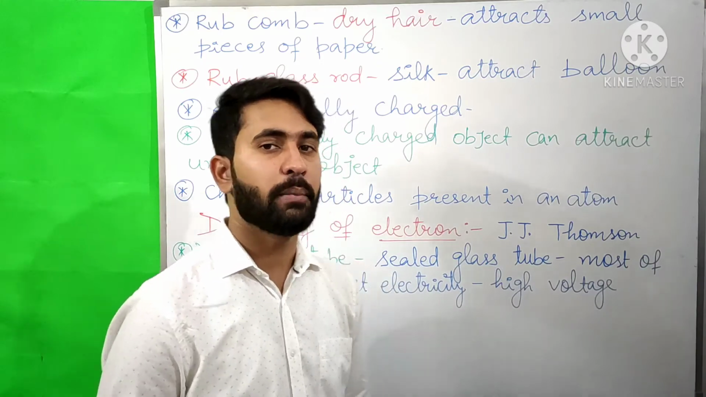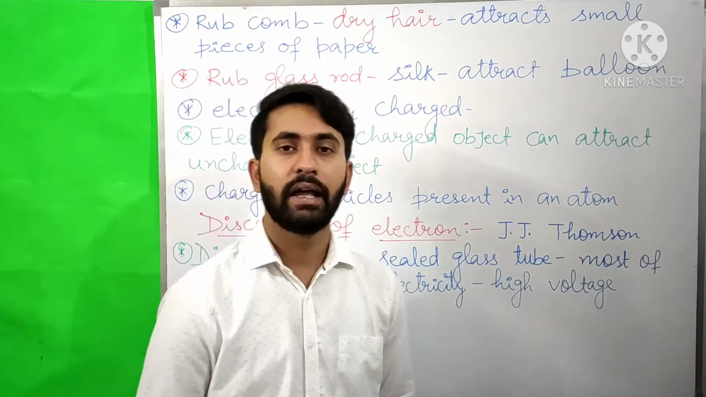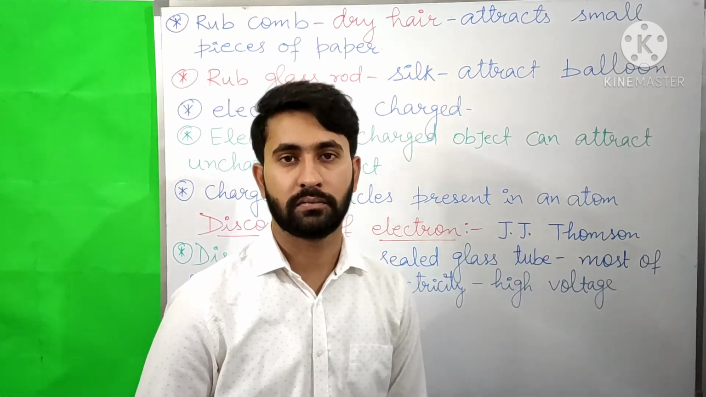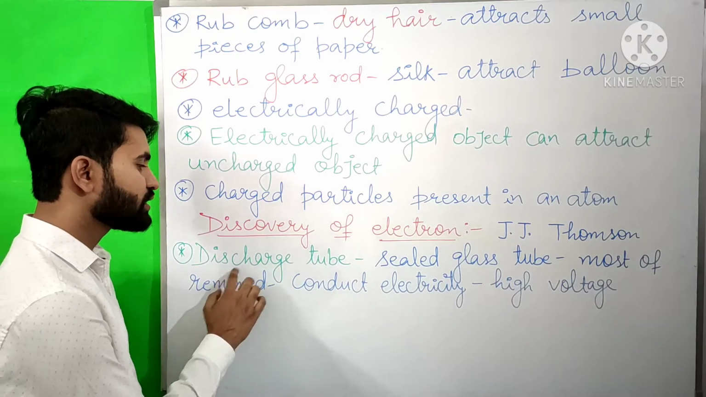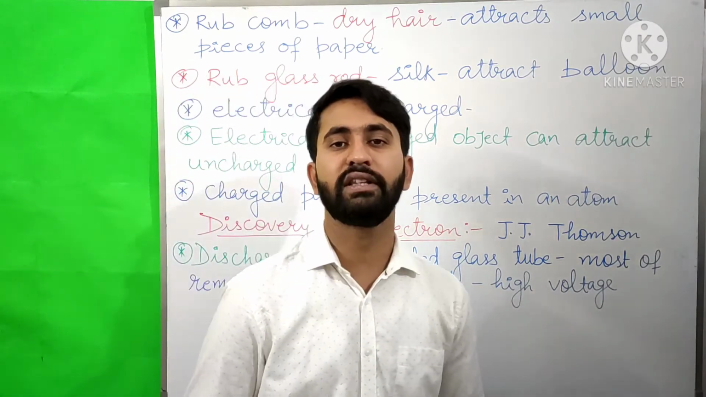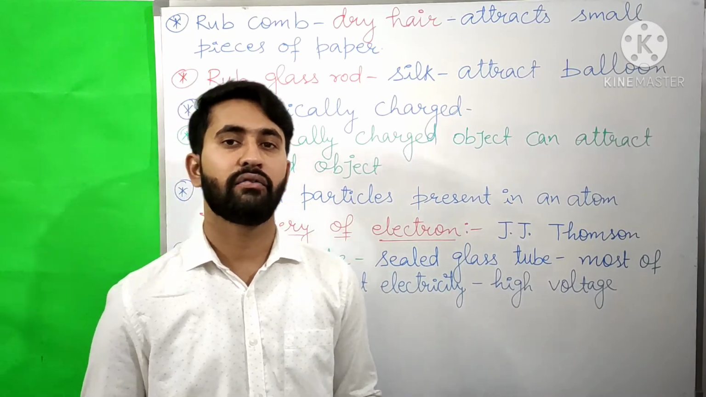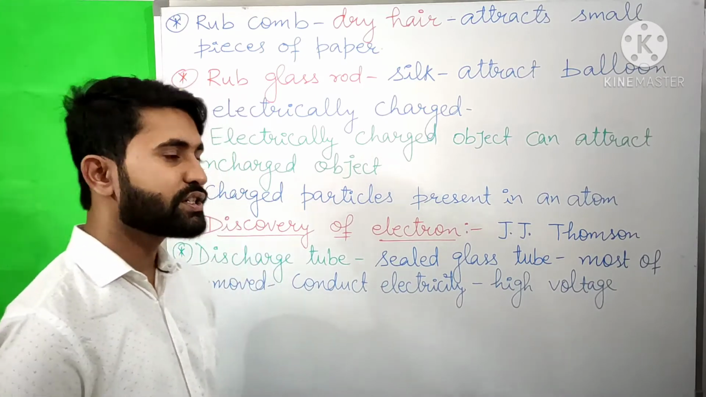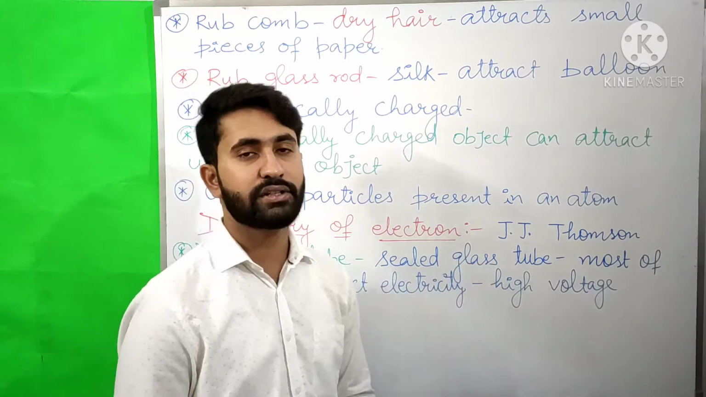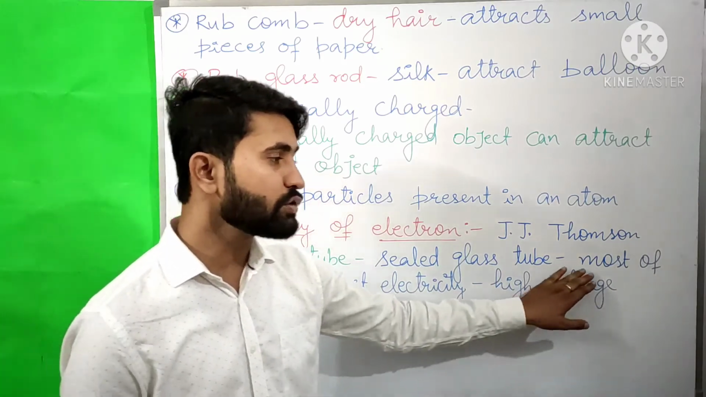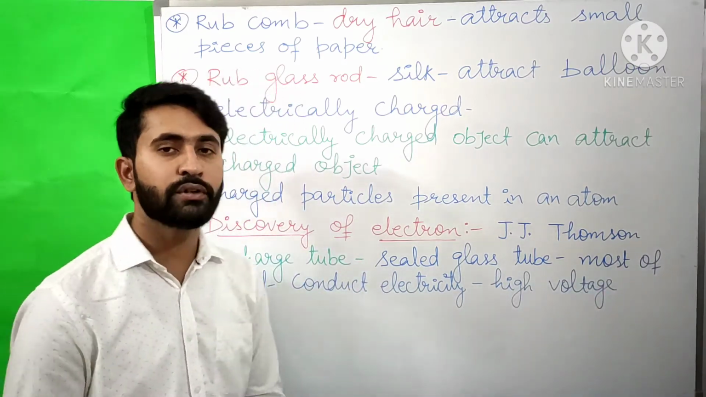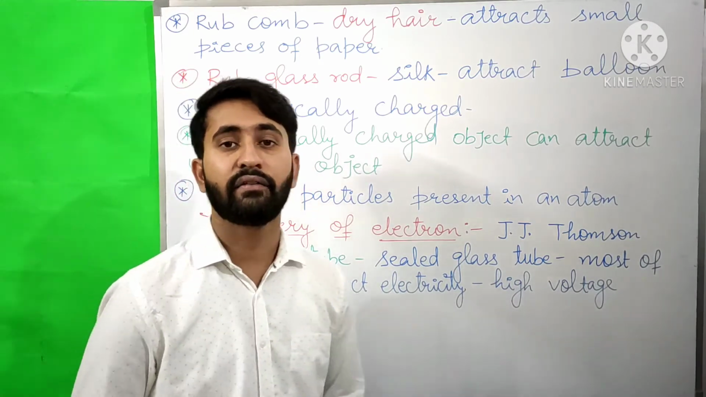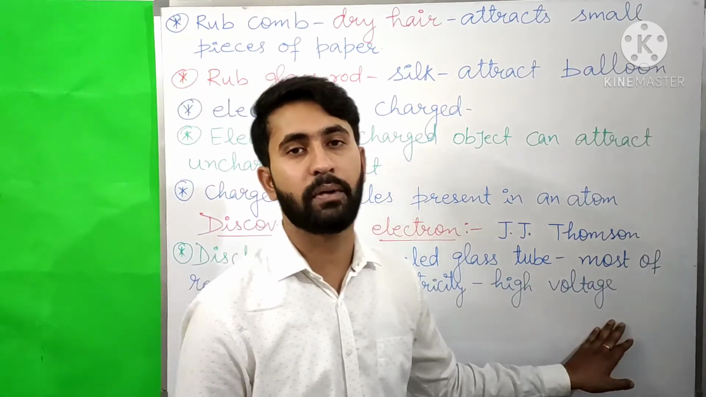Now we will learn about the discovery of the electron. The electron was discovered by a scientist, J.J. Thomson. He took a discharge tube which was filled with a gas at very low pressure. Now what is this discharge tube? A discharge tube is a sealed glass tube from which most of the air is removed or evacuated, and which conducts electricity when a very high voltage is applied to it.